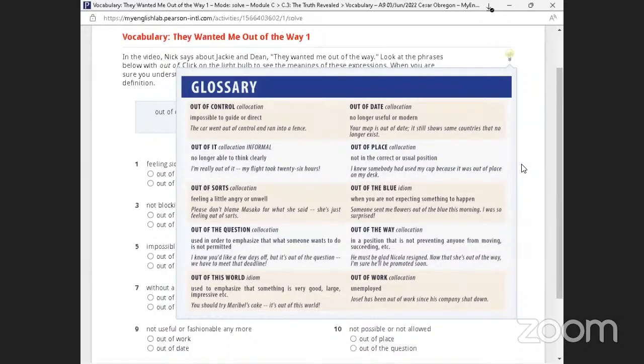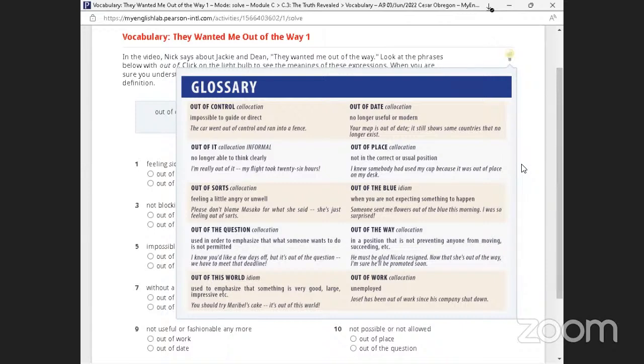Okay. And all of them start with out, right? Yes. So let's read them, okay? The first one, out of control, is a collocation: impossible to guide or direct. The car went out of control and ran into a fence. The other one is out of it. Collocation, informal: no longer able to think clearly. I'm really out of it.